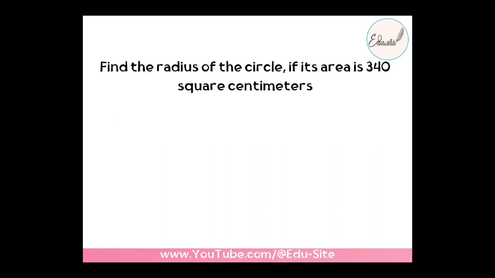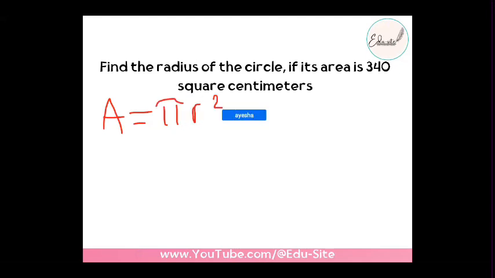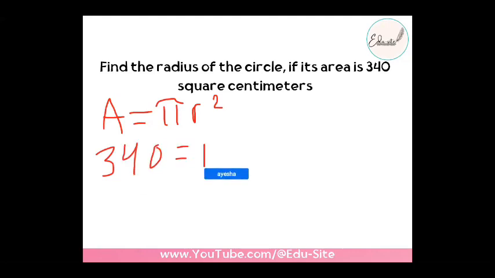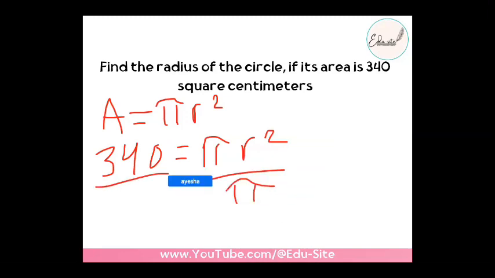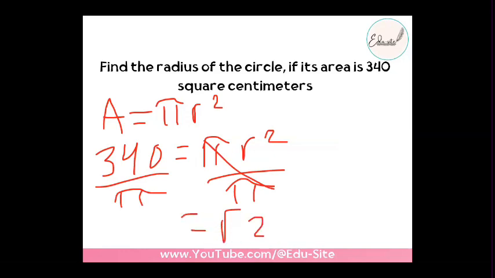Okay, find the radius if its area is 340 square centimeters. A equals pi r square. Excellent. So then we plug it in: 340 equals pi r squared. And we divide by pi on both sides. Excellent, mashallah. So this would be crossed out. We'd be left with r squared equals 340 over pi, which is 340 divided by 3.14. It would be 108.2.